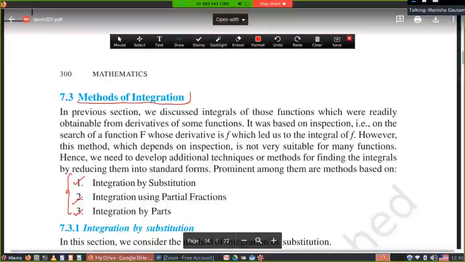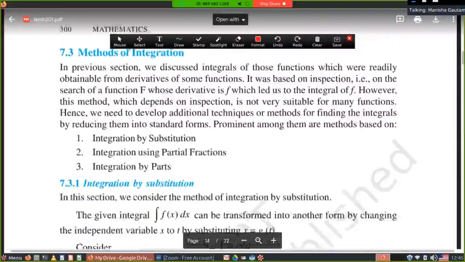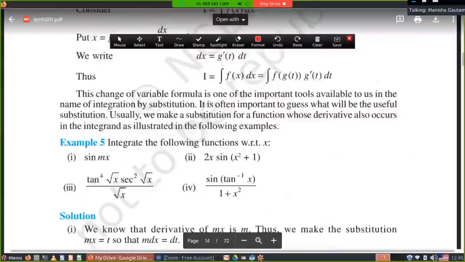Now the first method, which we will do today, is integration by substitution. How to do it? Now we will see how to do integration using the substitution method. Here are a few examples which will give you an idea about integration by substitution. Example number 5: integration of sin mx with respect to x.